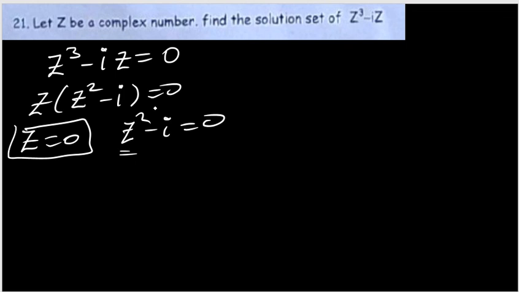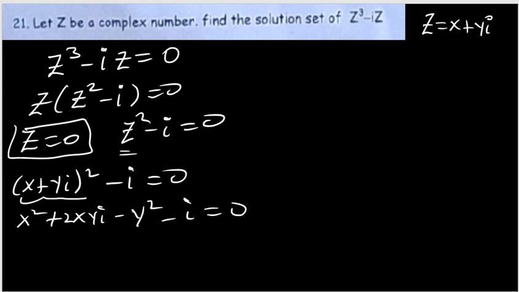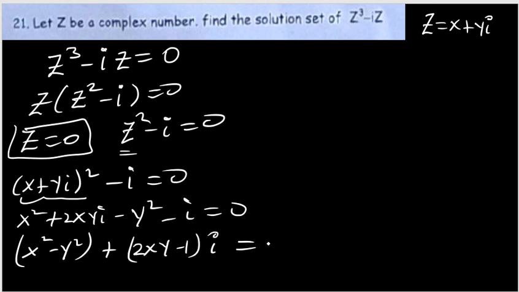But what is z? It's a complex number. So in place of z, we can take any x plus yi. So (x plus yi) the whole square minus i is equal to 0. Let's expand it. This will be x square plus 2xyi minus y square minus i is equal to 0. So the real part here will be x square minus y square, plus (2xy minus 1)i. These together are imaginary, is equal to 0.